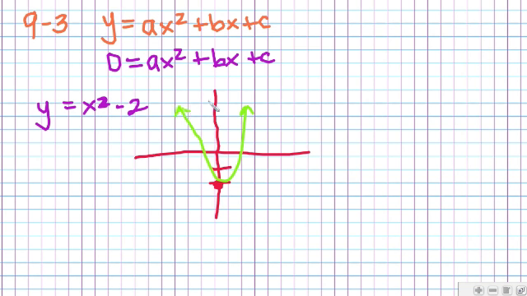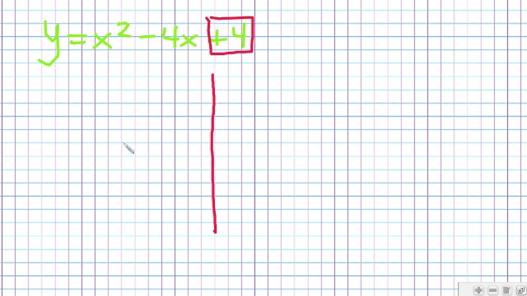Okay, so let's try another one. Something like this, where it's y equals x squared minus 4x plus 4. Again, the only number we're looking at right now is our constant, which is right here. That tells us where it's going to cross the y line. So when you have your graph, we're going to go to +4 on the y line. Here's 1, 2, 3, 4, and put a dot.